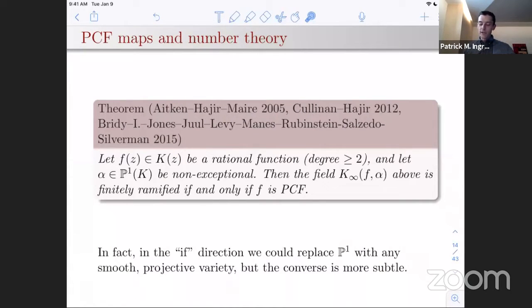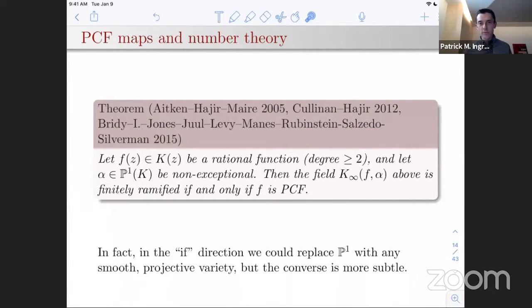But again, alpha here is not a critical point, right? So this is something about the orbits of the critical points telling you something about the backwards orbits of all the points. So again, the critical dynamics. So I guess in arithmetic geometry, we sometimes say that the geometry determines the arithmetic. And so maybe here, the critical dynamics determines the dynamics in general, in some sense.